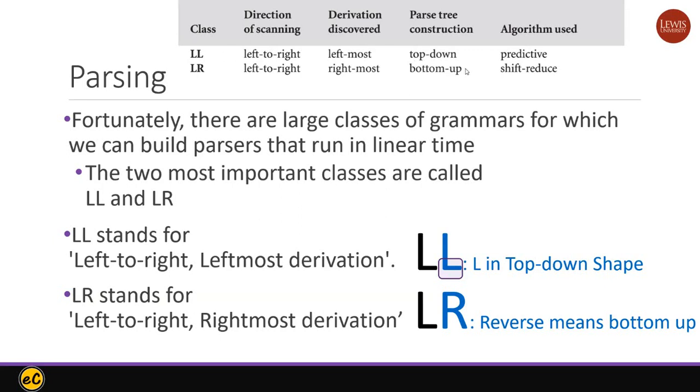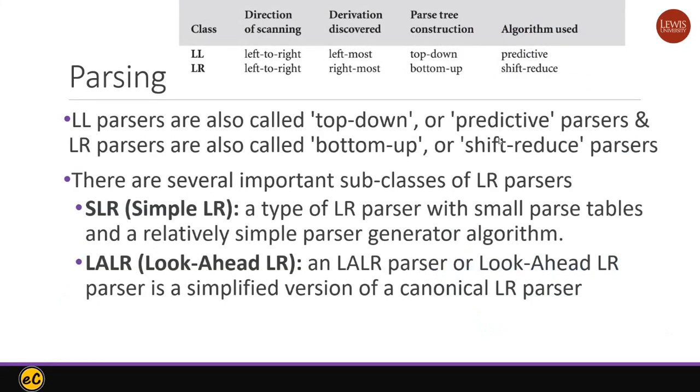So LL usually is top down, LR is bottom up. LL is predictive, LR is shift-reduce. We'll see some examples. When we do the parser, you will know why LL is top down and LR is bottom up. So LL is called top-down or predictive parser, and LR is bottom-up or shift-reduce parser.